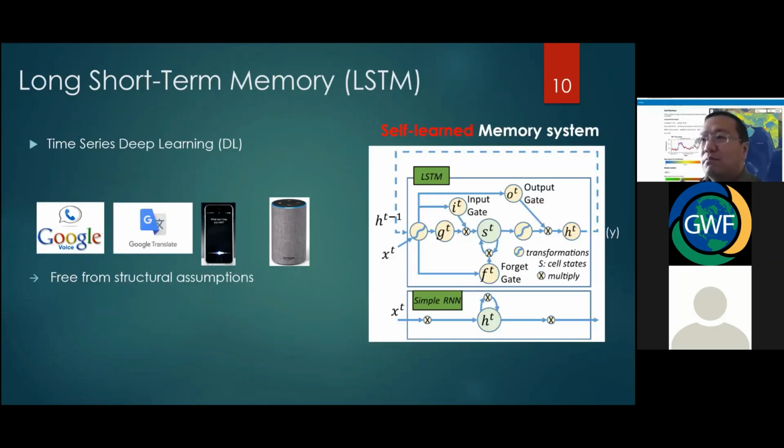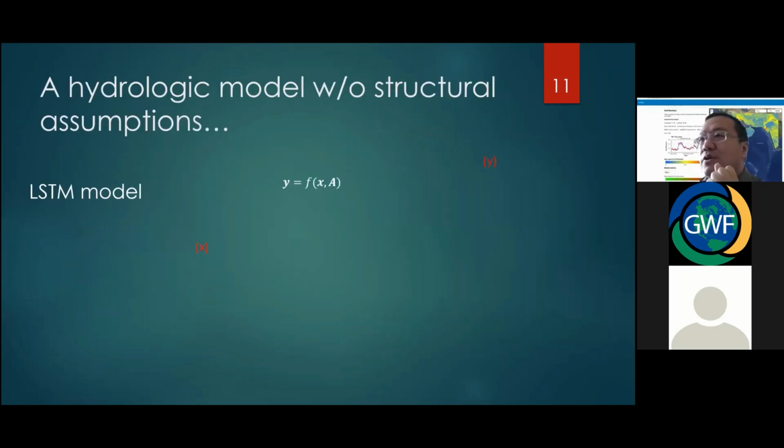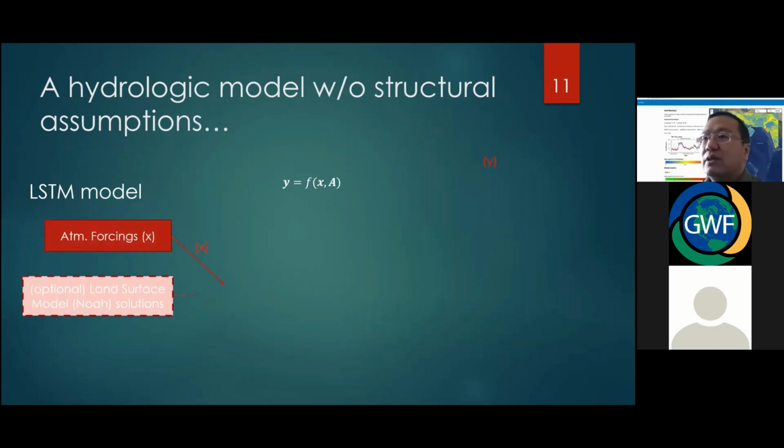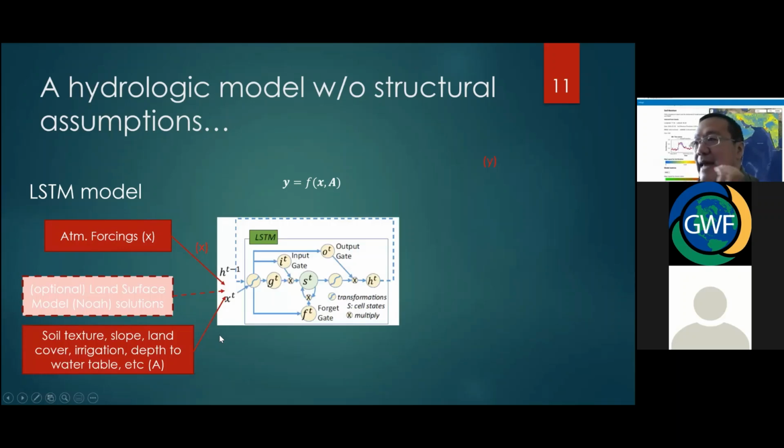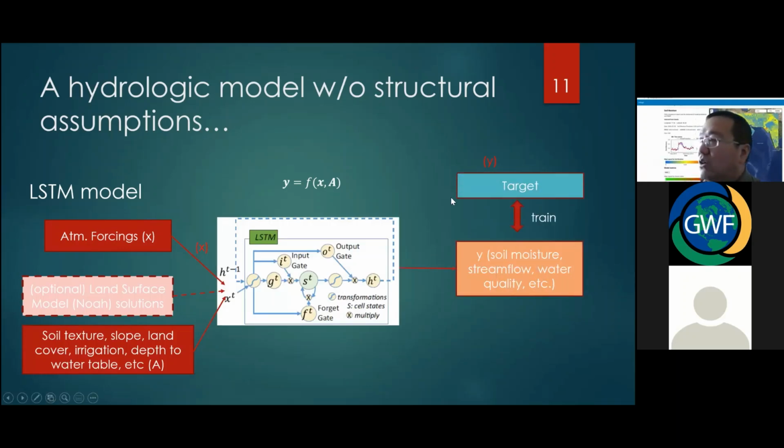And how does it perform? Can it actually capture the hydrologic dynamics? Generically, the way this model is set up is the following. You have atmospheric forcings. You can presumably put in some model solutions. You can add some surface characteristics such as soil texture, slope, land cover, etc. And you can feed it into LSTM, and it will predict whatever observation you match it with. It could be soil moisture, water quality, and streamflow variables.